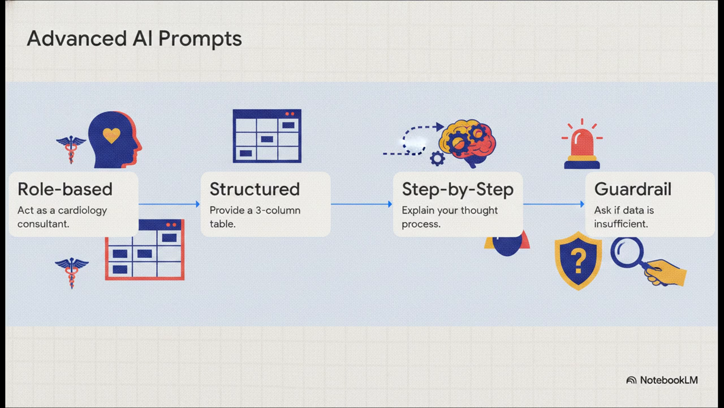Third, and this is a massive one, step-by-step reasoning. This is also known as chain of thought. Ask the AI to explain its thought process. This forces the machine to show its work, creating much deeper transparency in how it arrived at a specific diagnosis. And fourth, like we just talked about, use guardrail prompting. Tell the AI to ask you questions if the data is insufficient.